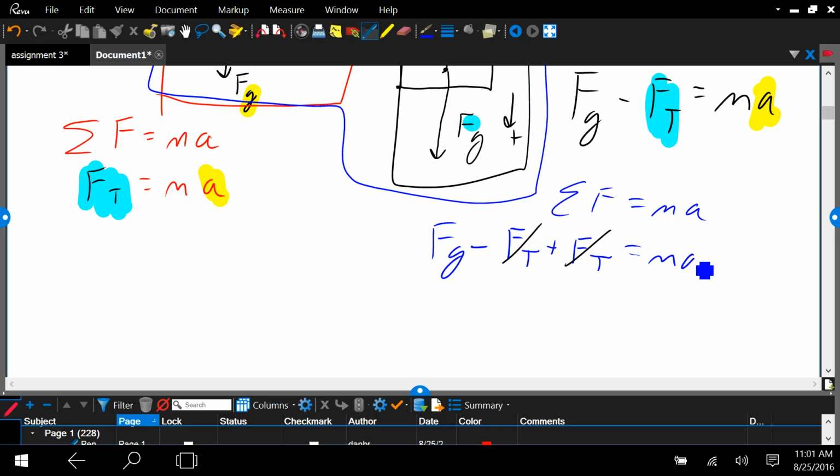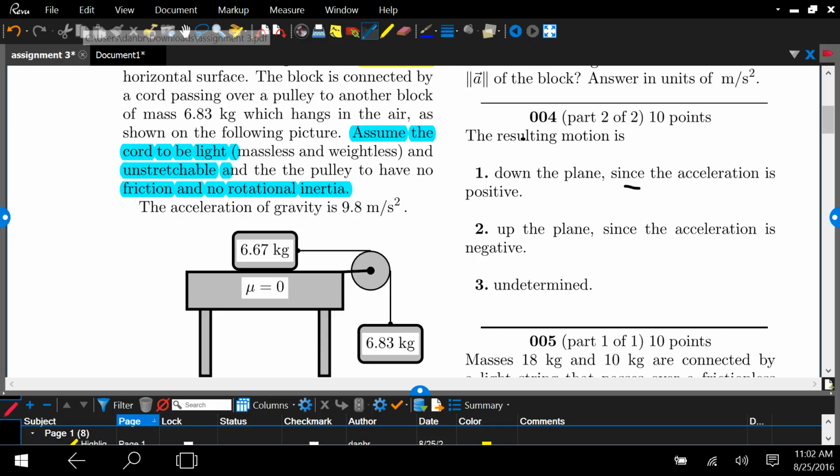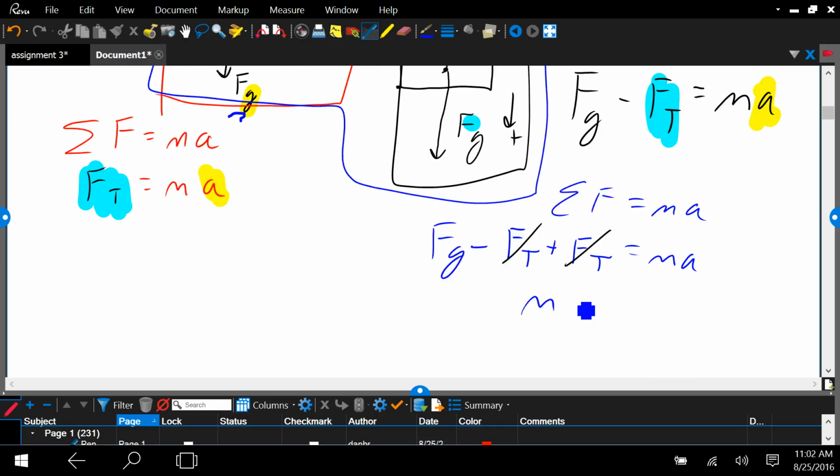Let me put in ma, and I'm going to rewrite this. Instead of Fg, if it's all right, I'm going to put mg. And I need to remember which m this is. There's two m's, and 6.83 is the mass that hangs, okay? So that's my 6.83 mass right there. I'm going to call that mass 2, all right?